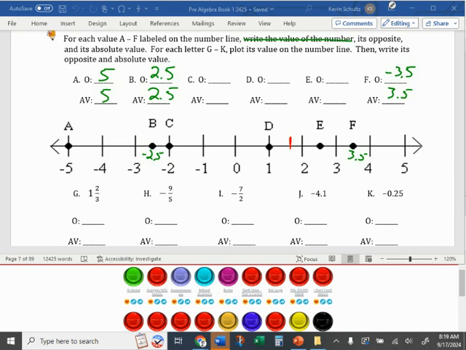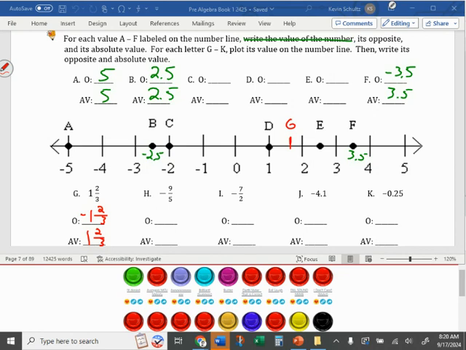It's between 1 and 2. It's closer to 2 than it is to 1. Okay? And that's going to be letter G. So we're going to label this with a G as 1 2/3. The opposite of positive 1 2/3, negative 1 2/3. Same distance away from 0 on the other side of the number line. And then the absolute value of positive 1 2/3. Again, positive 1 2/3. How far is it away from 0?